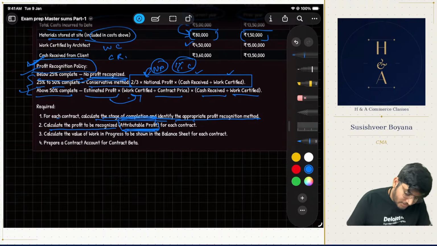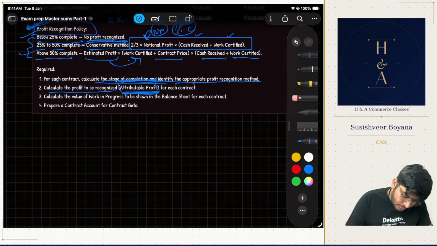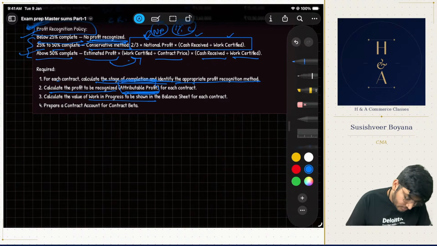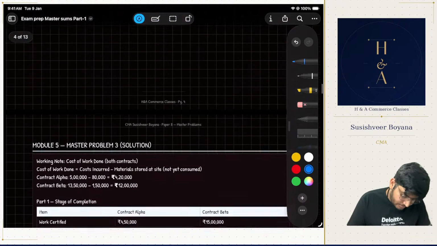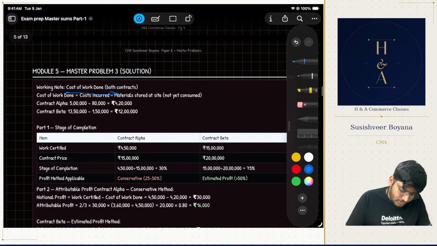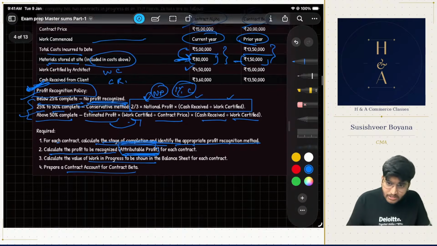The attributable profit itself is what the profit recognition policy applies to. Remember that, not for notional profit. You might get confused. Calculate the value of work in progress to be shown. Noted. Prepare a contract account for beta. What is beta? The second one. All right. Sir, cost of work done on both contracts is cost incurred minus stores. We have already written it down. See, cost incurred, we reduce the materials at site which are unused.